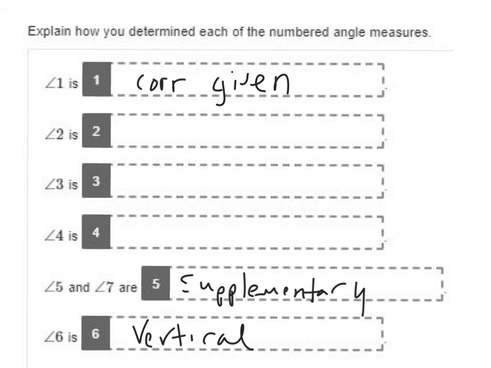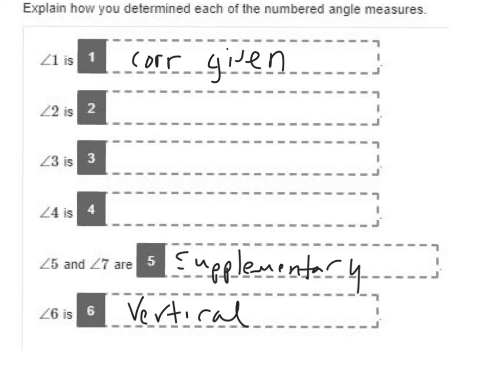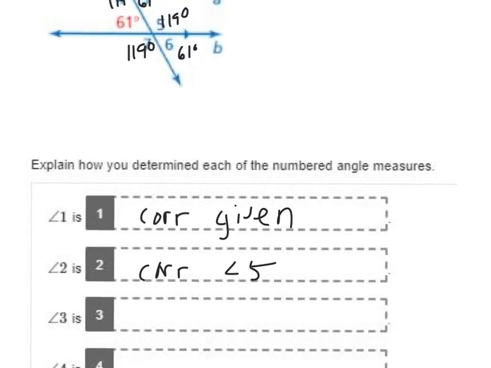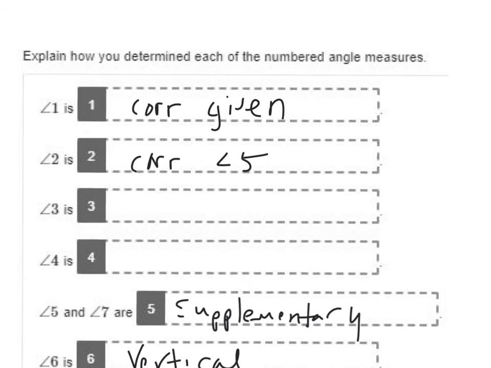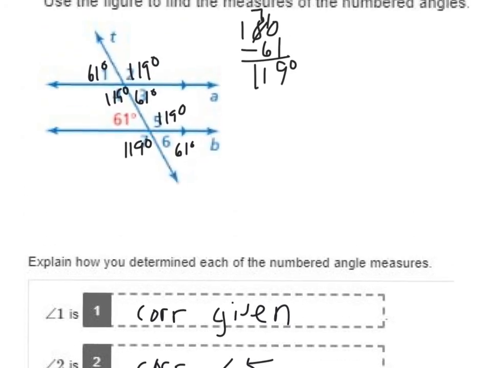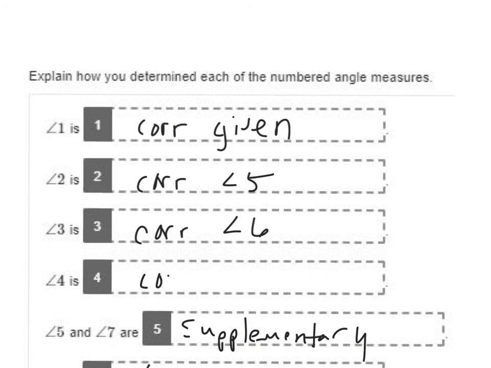Angle 2, sorry, I have to keep going up and down. Angle 2 corresponds to angle 5. Angle 3, let's go back up. Angle 3 right here corresponds to angle 6. And angle 4 is under there. Angle 4 corresponds to angle 7. And I think now we have them all filled in.